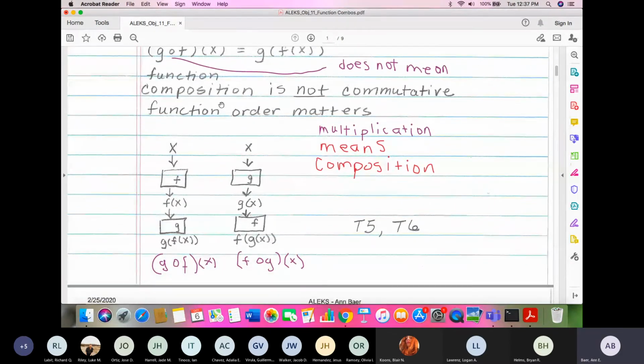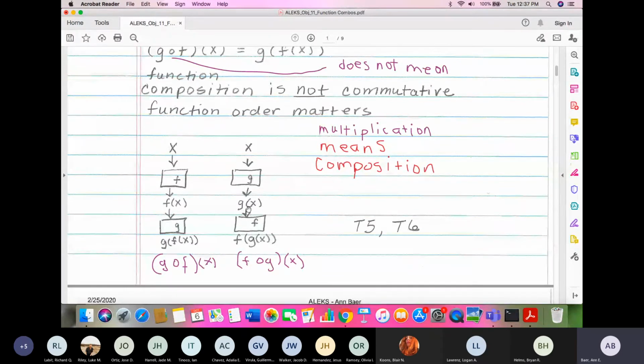Function composition is not commutative. Order matters. So the other order, if we could investigate, is we could put in the x and first apply whatever the g function is. And the output would be g of x. Now that output can become input into the f function machine. And what would come out?